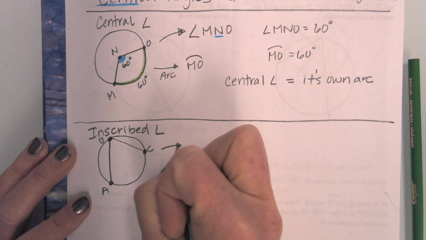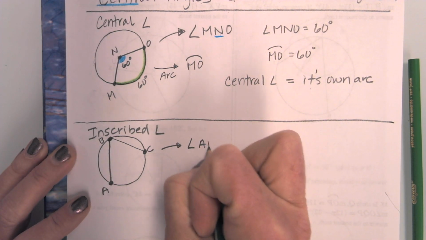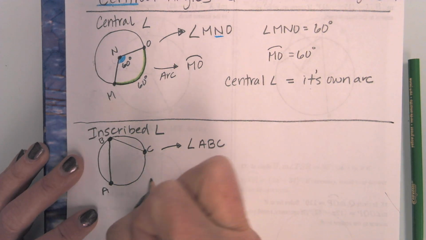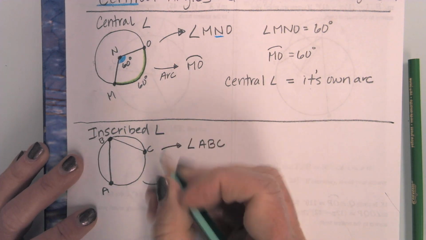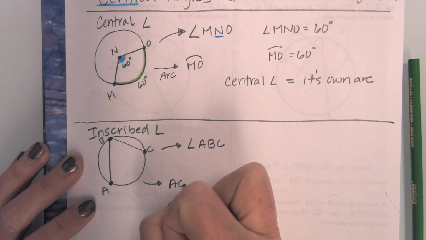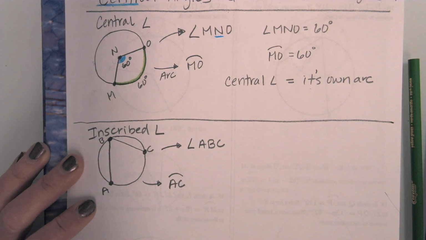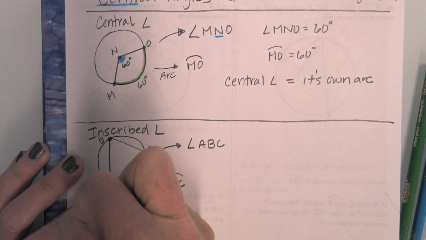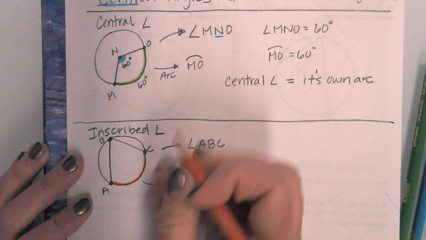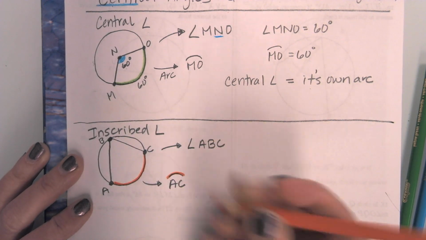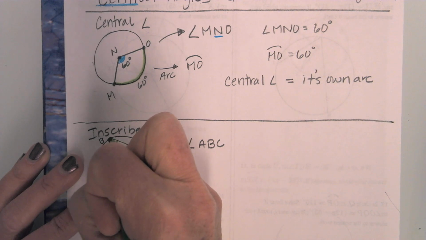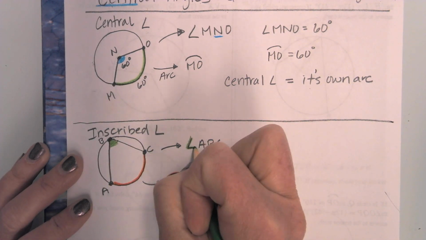Now we do have the angle ABC. And we also do have an arc here, we have arc AC. Right? So if you can see here, we have our arc. Okay, there's our arc. Now our angle, ABC, is this angle right here.